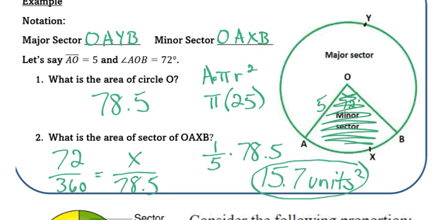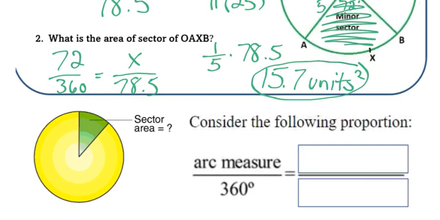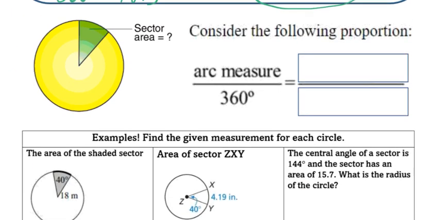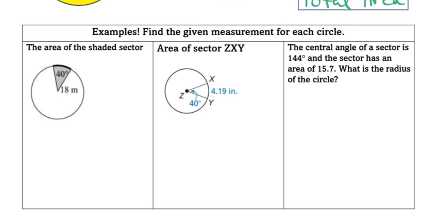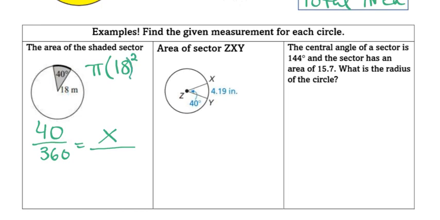Same kind of proportion, except now we're dealing with area. So the arc measure out of 360 is equal to the sector area out of the total area. So on this first example, 40 degrees out of 360 is equal to some portion of the total area, which is going to come from pi times the radius squared. So you're going to need to find the area of the circle before you can plug that in. I'm going to just leave that in terms of pi. That's 324 pi, because I really don't want to have to multiply that out and deal with the decimals. It's much simpler.